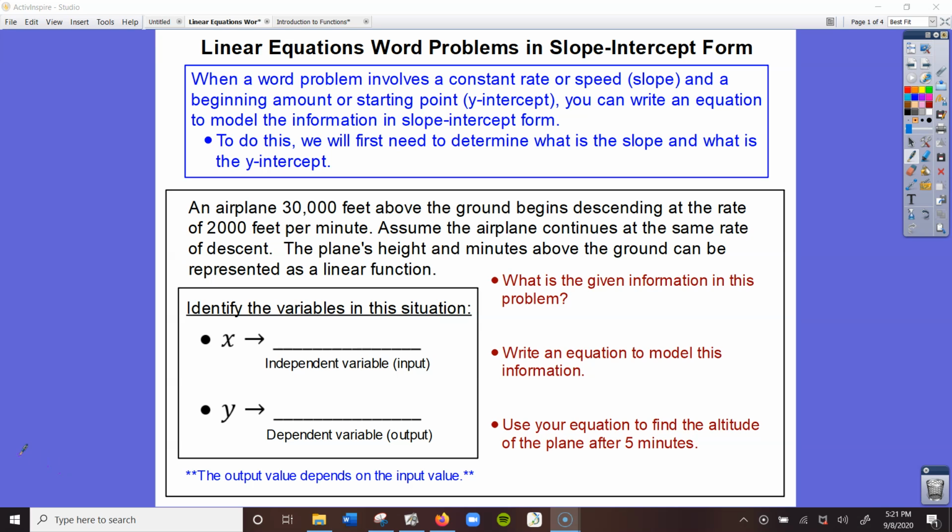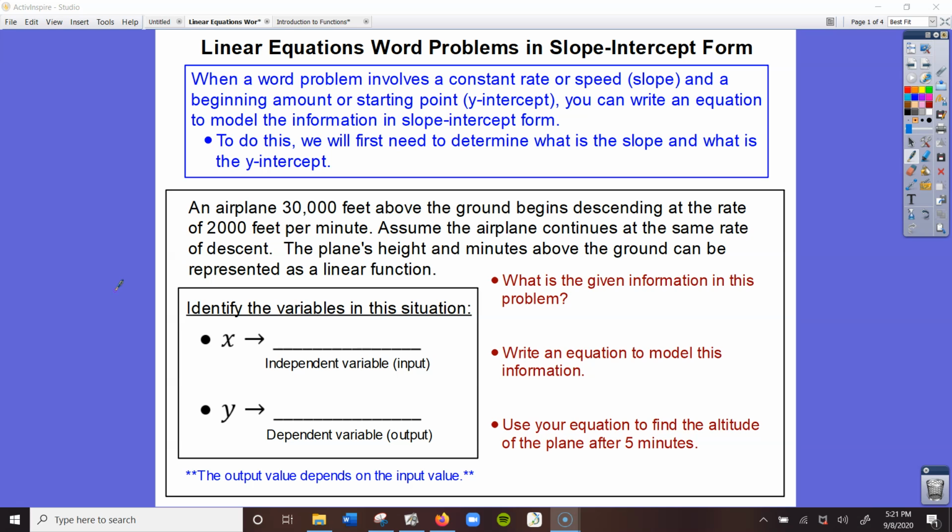Hello everyone. Today we're going to learn how to read a verbal description of some kind of scenario and turn that into a linear equation. Once we have the linear equation, we would also be able to answer some follow-up questions. So let's read this example.